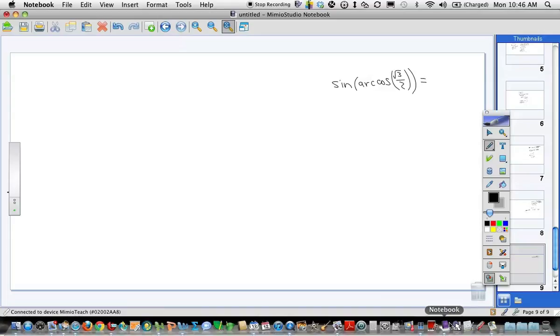Well, we start on the inside. Okay? Now, arc cosine of square root of 3 over 2 is what? When does cosine equal square root of 3 over 2? That's pi over 6. So one way to do this problem is to do the inside first and realize that arc cosine of root 3 over 2 is pi over 6. You can draw a triangle if you need to. We're going to do that in a second here. And what's sine of pi over 6? 1/2. Okay, so that's nice when the value is something you know.